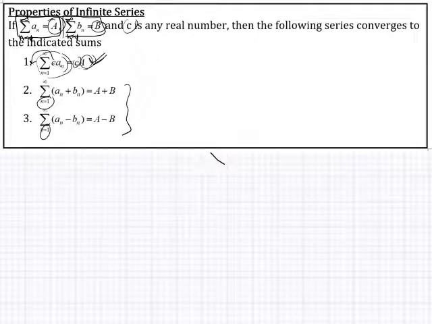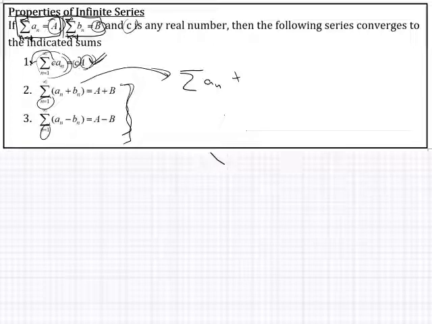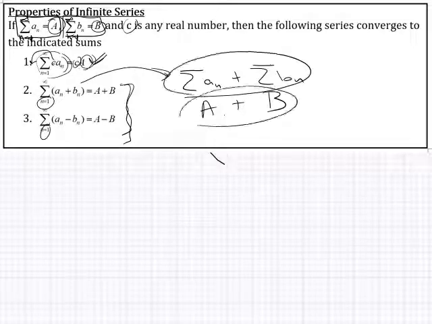All right. Then you have these two, which is the sum and the difference rule. So what this is saying is if I know that the sum of A sub n converges and I wanted to add the sum of B sub n to that, and that also converges, since this converges to A and this converges to B, then the sum of this whole thing should be A plus B.